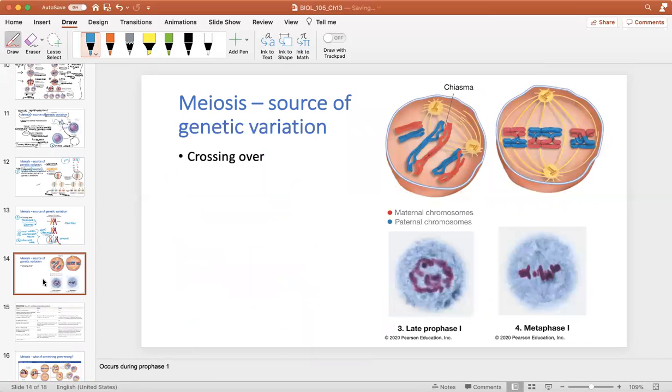Really quickly, this is another close-up of crossing over just to help you visualize it. So again, this is prophase 1. And you can see that what has happened here is, as these guys find one another, it looks like they might swap some material. Now this area where these guys overlap, where their chromatids become entangled and they cross one another, that area is called a chiasmata.